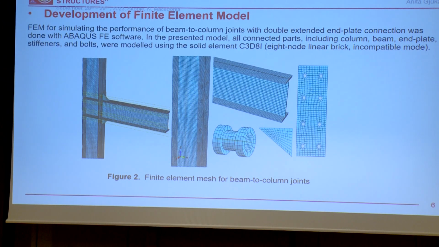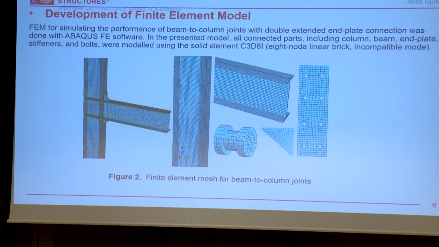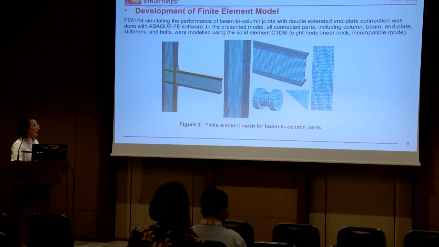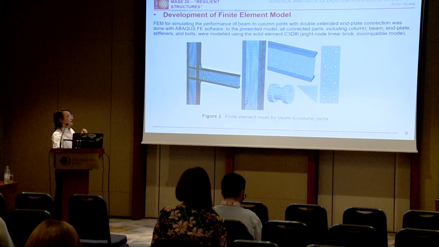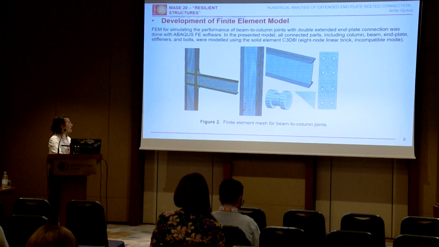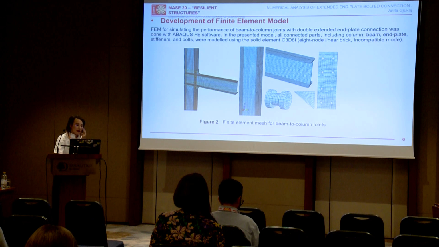Of course, the mesh size was made finer in the region of the connection at the column flange, end plate, and also at the bolts. But in general, the mesh size was set as 20 and 25 millimeters respectively for the beams and for the columns.